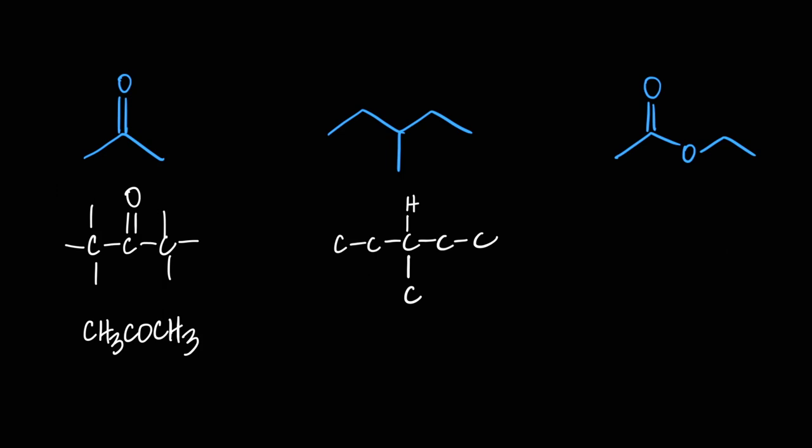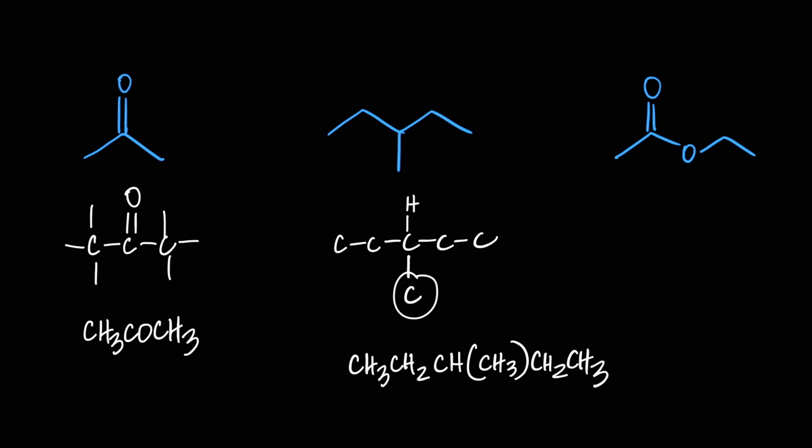So its structural formula would be CH3, then a CH2, then a CH, and in brackets this CH3 comes in, the one I just circled right here. This CH is right here: CH3, CH2, CH, bracket CH3, then CH2, CH3. All right, so that's that.